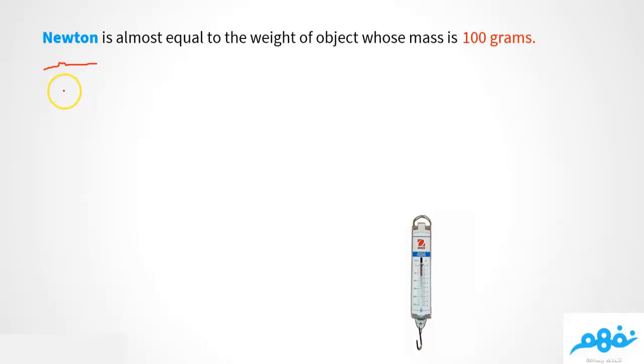How about Newton? If I have a younger brother and he asks you what is Newton as a unit, you're gonna tell him that Newton is equal to the weight of a mass of 100 grams. يبقى قد ايه نيوتن يا جماعة؟ قد 100 grams. Okay, so it's equal to the weight of an object whose mass is 100 grams.